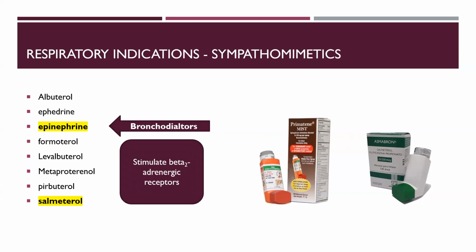So these are some of our respiratory indications, our sympathomimetics. We've got albuterol, ephedrine, epinephrine, all these other ones that are bronchodilators, and they're all going to stimulate our beta-2 adrenergic receptors. Now, epinephrine is interesting in the fact that we use epinephrine a lot. So we will use it for anaphylaxis, for our ACLS cardiac, as well as for acute asthma attacks. So that's why it's one of those drugs that you definitely want to know, because it's one of those ones that you'll see quite often.